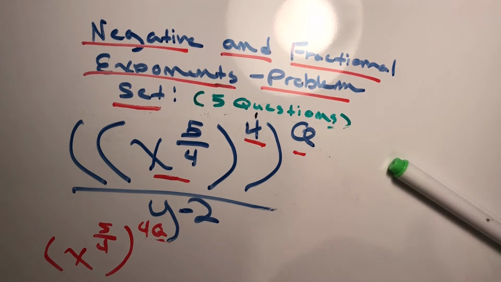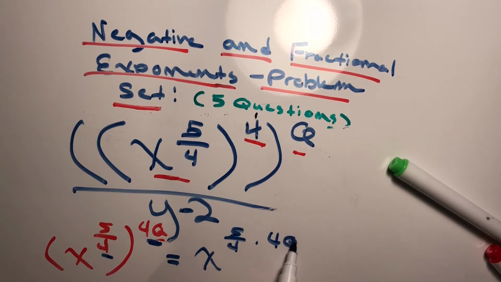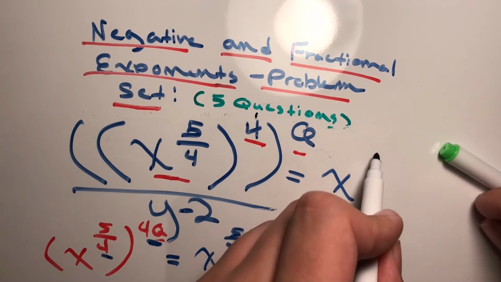And here, again, all I have to do is another application of law 2. All I have to do is consolidate these powers by multiplication, which is going to give us an answer of x to the 5/4 times 4q. And when we multiply these fractions, we'll see the 4 cancels. Our final result for the top here would be x to the 5q.